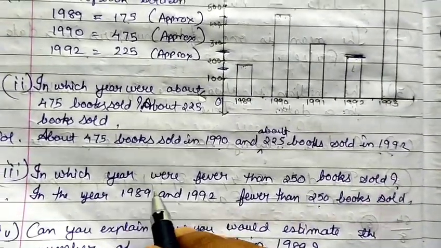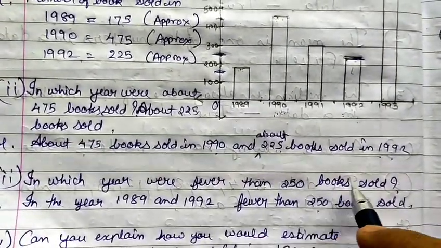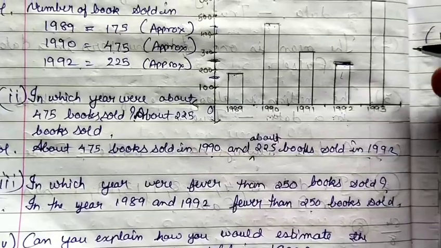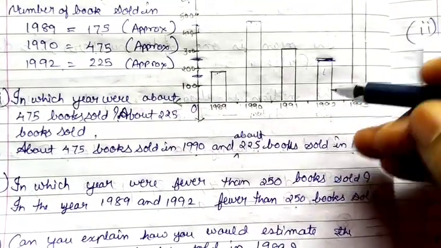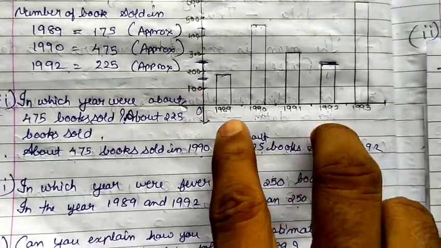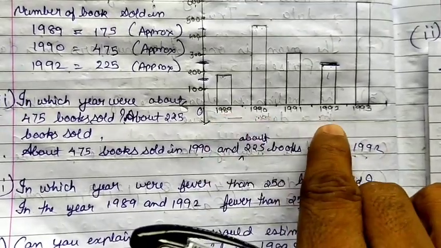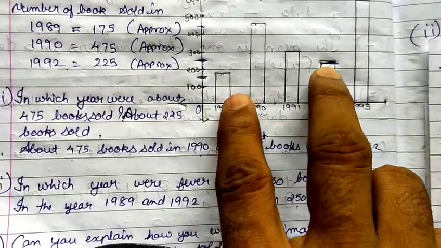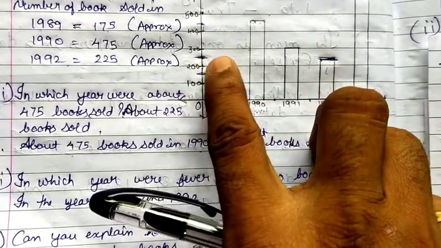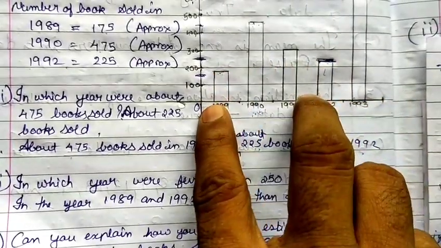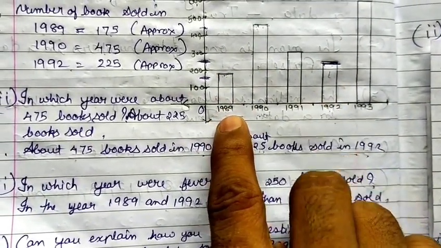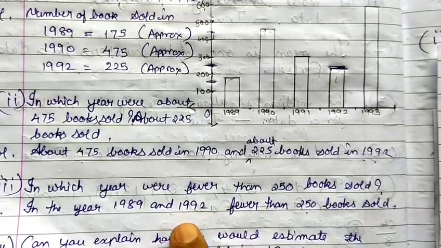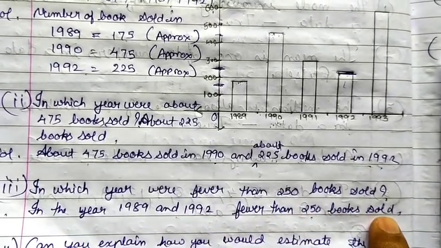Now, in which year were fewer than 250 books sold? We have to find fewer than 250 books sold. We found it in only 2 years, that is 1989 and 1992. Here we found that the pillar is less than 250. So we can write that in 1989 and 1992, fewer than 250 books were sold.